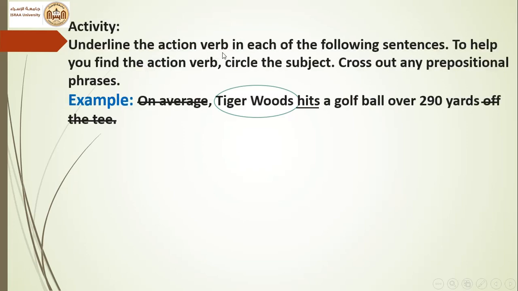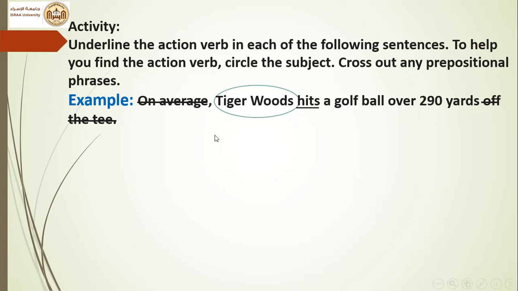Activity. Underline the action verb in each of the following sentences. To help you find the action verb, circle the subject. Cross out any prepositional phrases. Look at the example. On average, Tiger Woods hits a golf ball over 290 yards off the tee.